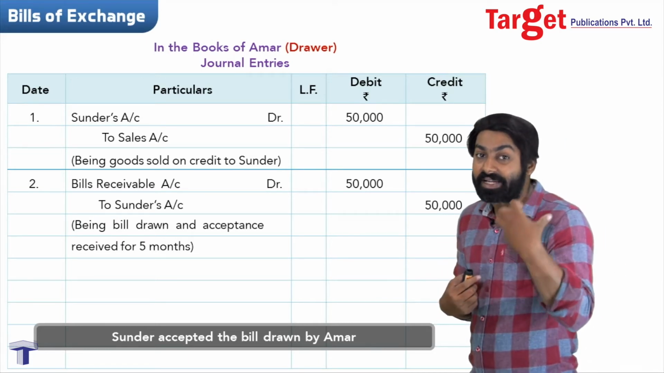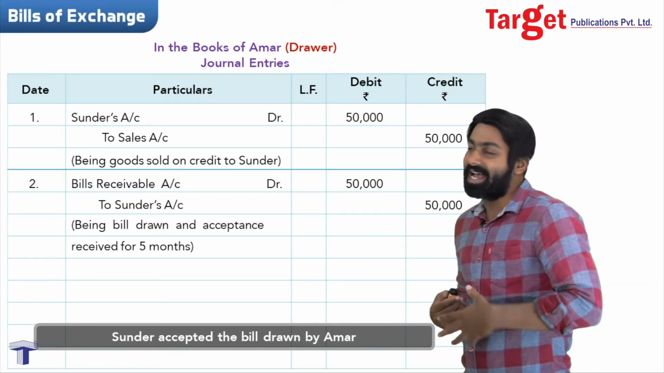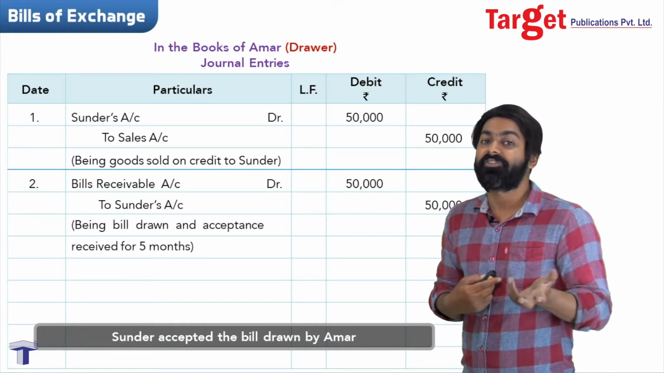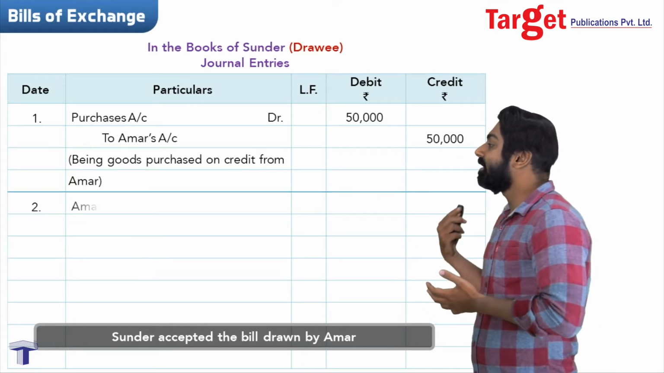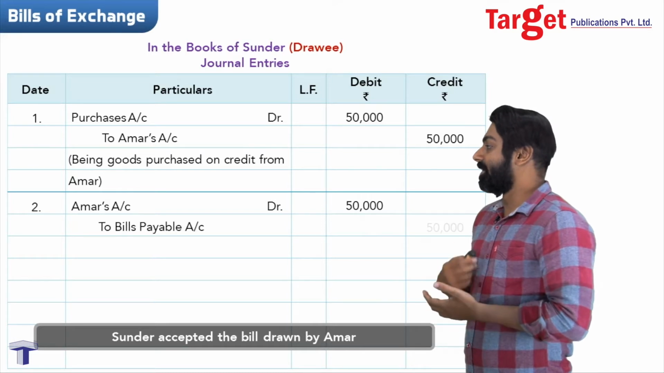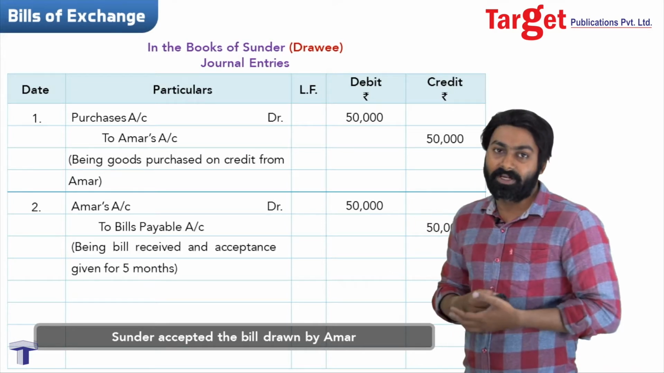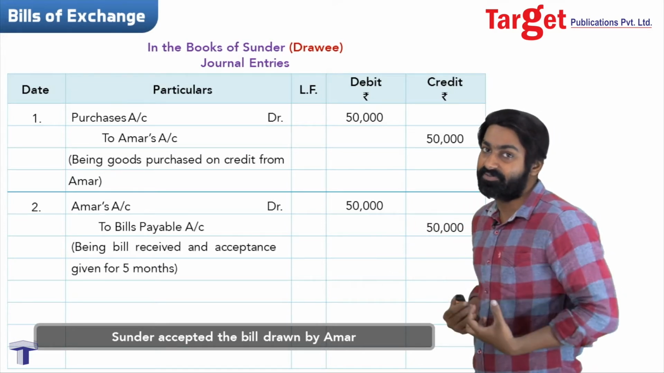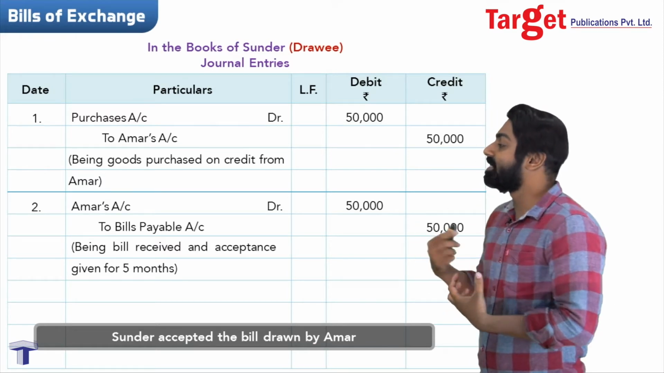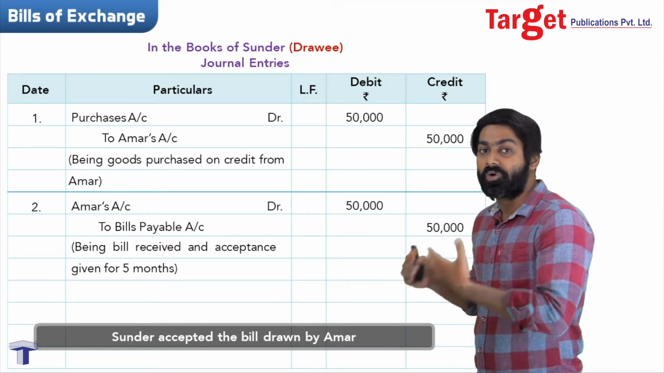Because credit the giver. Now for the similar transaction, the entry will become different in the books of drawee. The entry will be Amar's account debit to Bills Payable account. Why Amar's account debit? Because debit the receiver, Amar is the receiver of that acceptance. And why Bills Payable credit? Because bill is going out.